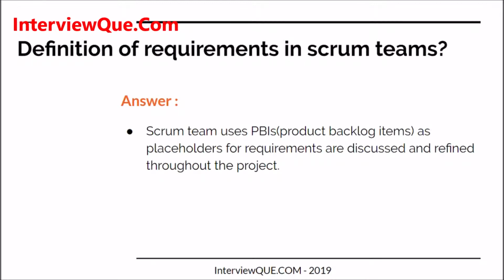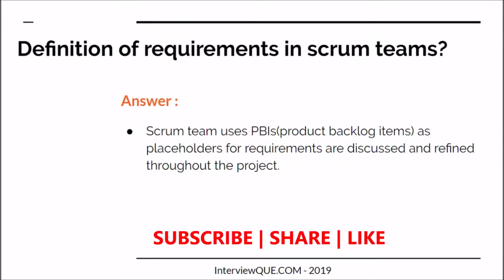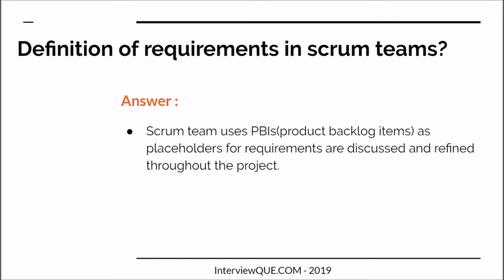So, definition of a requirement in a Scrum team. How will you define a requirement in a Scrum team? A Scrum team uses product backlog items. Basically, this is where all the requirements will be gathered and put as placeholders in the PBIs, and they will be discussed with our POs, PMs, architects, BAs, and these requirements will keep being analyzed and refined throughout the project. So basically the answer is product backlog items.